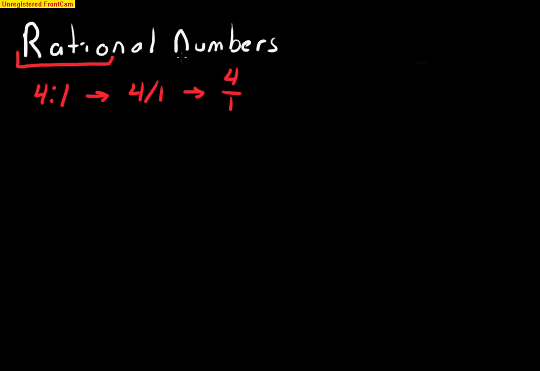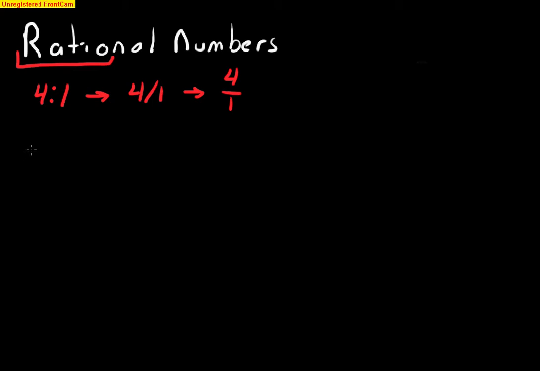So rational numbers, the root word being ratio, and if you show a ratio, we have 4 to 1, and then as a fraction, 4 over 1. Any rational number is just any number that can be written as a fraction. One of the other things we're going to be dealing with today is moving those rational numbers back and forth between a mixed number, a fraction, and a decimal.